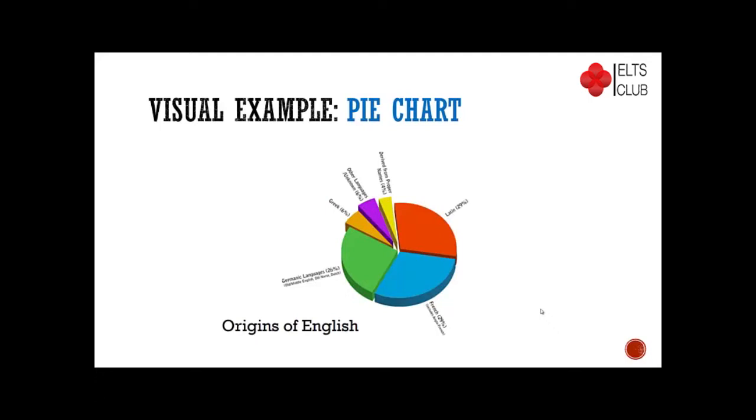We can learn from the graph's title that it talks about the origins of English, as in where the English language has come from. You first need to understand that in a pie chart, the whole pie represents 100% of something. Like in this case, it's 100% of the English language, which according to the chart is borrowed from many other languages. The size of each piece of this pie represents the influence a certain language has had on English.